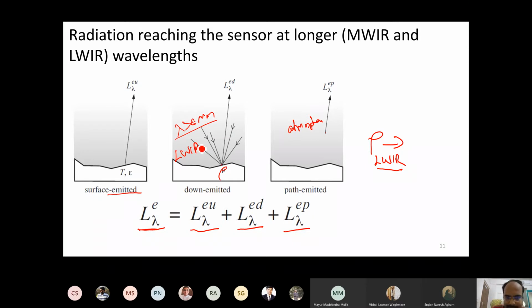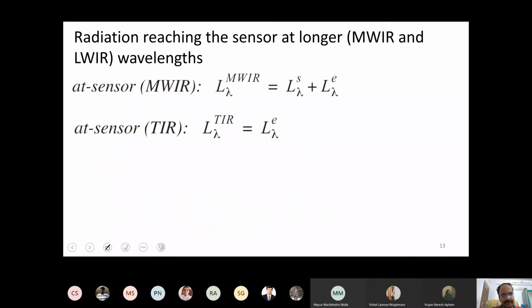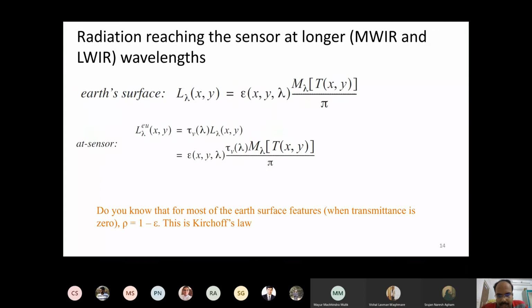Okay. So whatever comes in from the atmosphere will be reflected back, going towards the sensor. And the major direct component that we are interested in is the direct surface emitted. We have also seen that the sun's energy almost becomes zero after 8 micrometers. Maybe I will come to this later. Okay, now we will see.